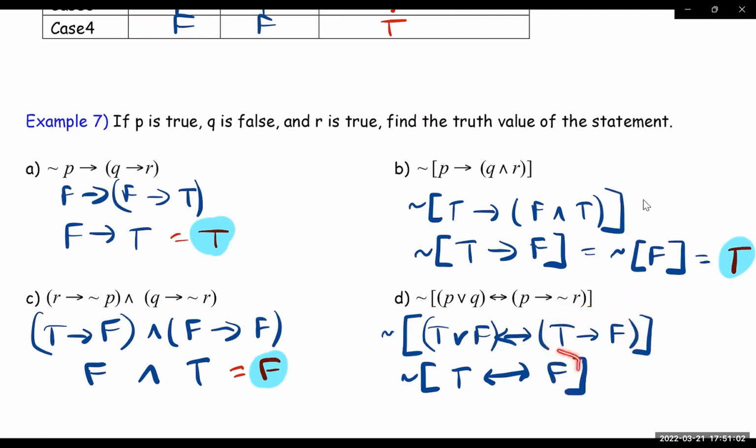All right, and then if you do this part, remember for the double-sided arrow, if you have one true and one false, what does that make it? That's false. But then if you negate the false, true. That'd be true. The final answer is going to be true. Yeah. So that's the way these work.